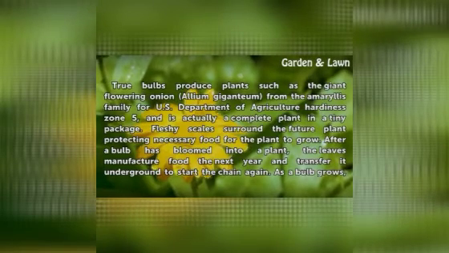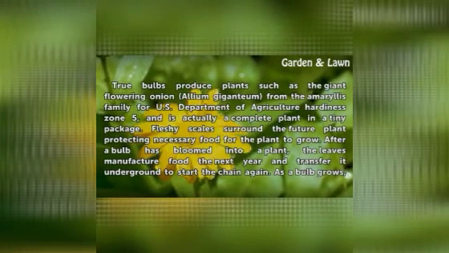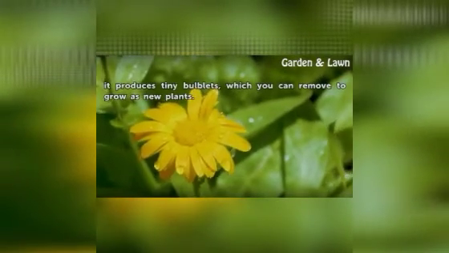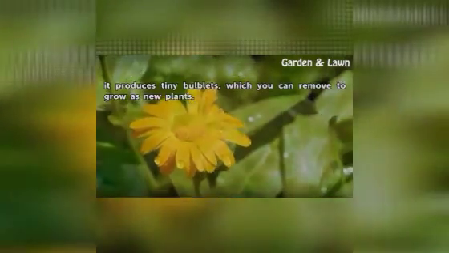After a bulb has bloomed into a plant, the leaves manufacture food the next year and transfer it underground to start the chain again. As a bulb grows, it produces tiny bulblets, which you can remove to grow as new plants.